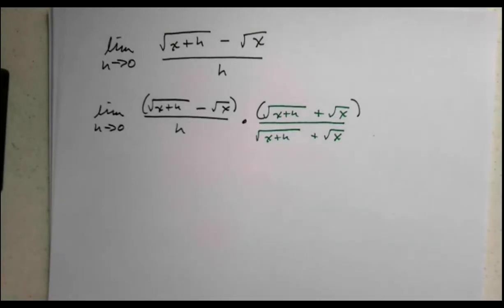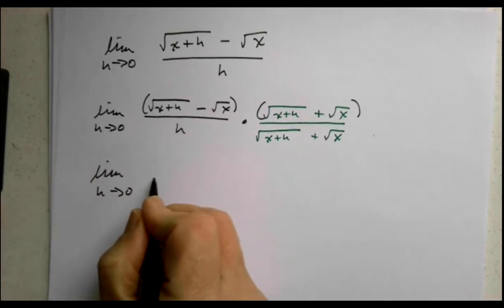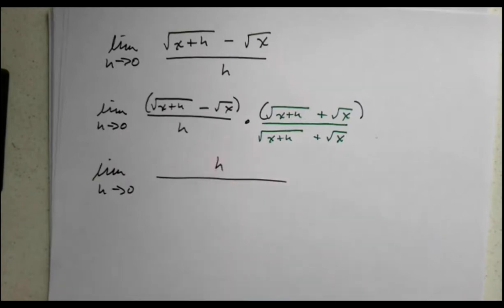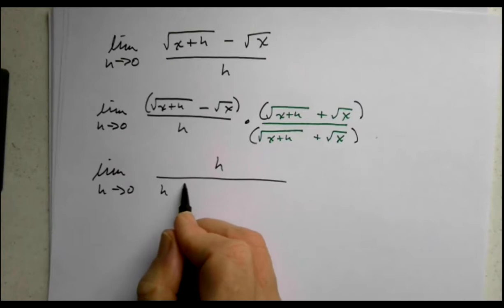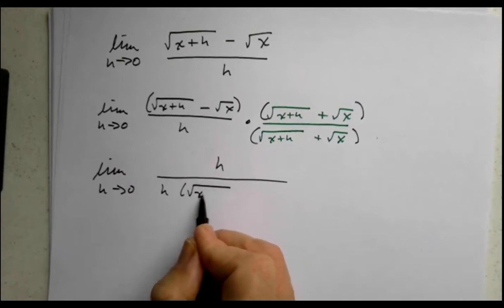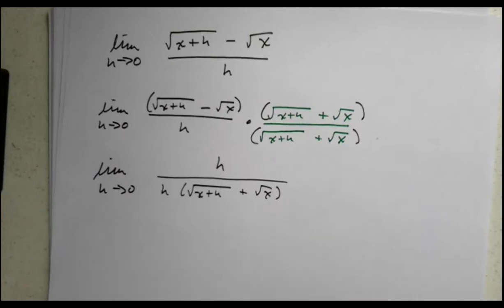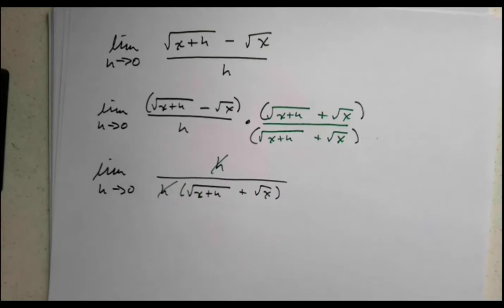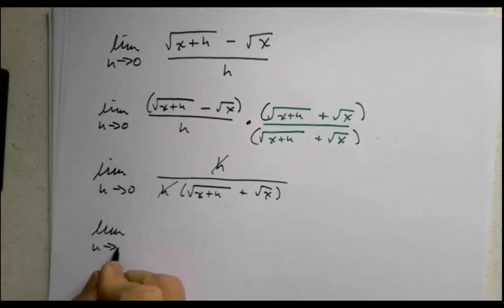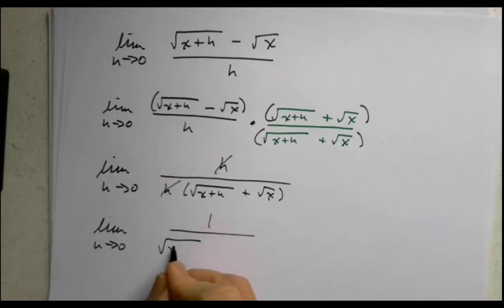And we have the limit as h goes to 0. After all that, upstairs is just h. Downstairs is h times this stuff. And you will notice the h's divide out. The h's cancel. So now I have the limit as h goes to 0 of 1 over root x plus h plus root x.